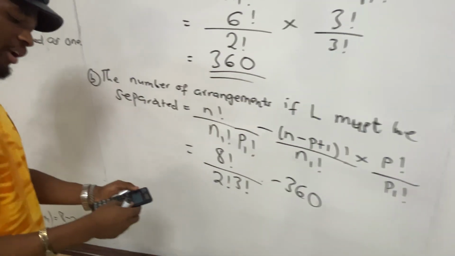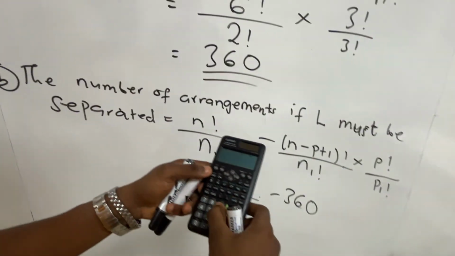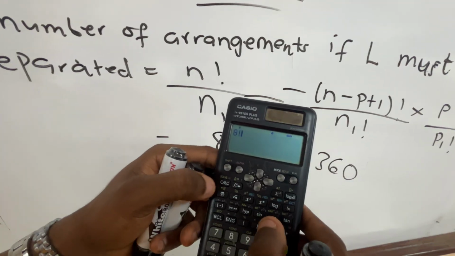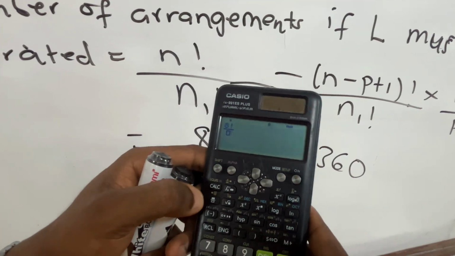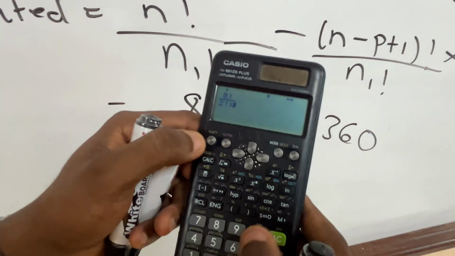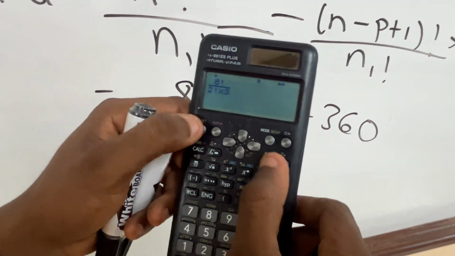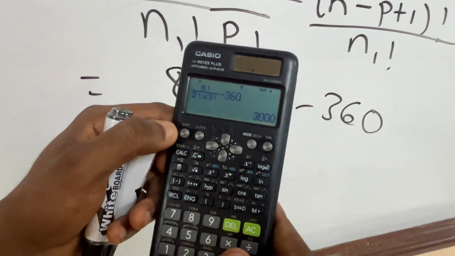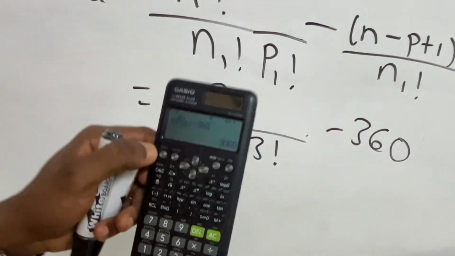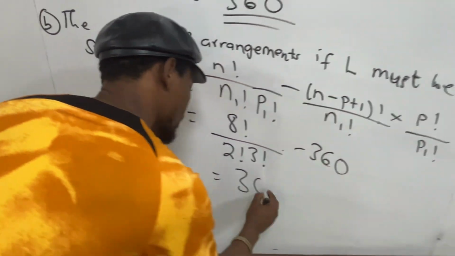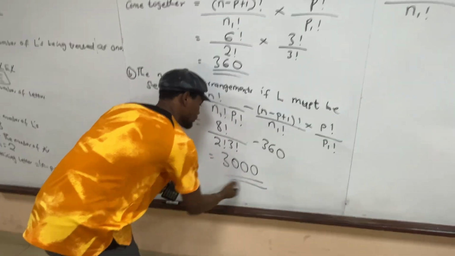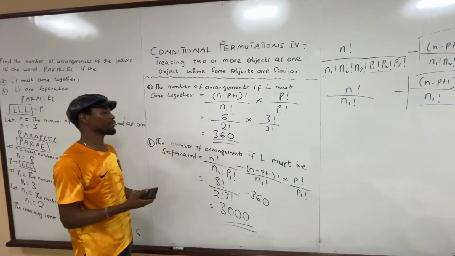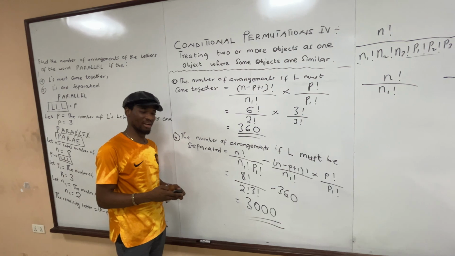So that's it. By the help of the calculator, we have 8 factorial over 2 factorial times 3 factorial this way, then minus 360, and we are getting what? 3,000. So 3000 number of ways if L must not come together.